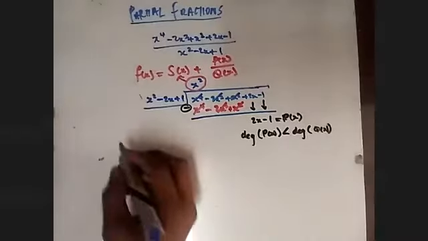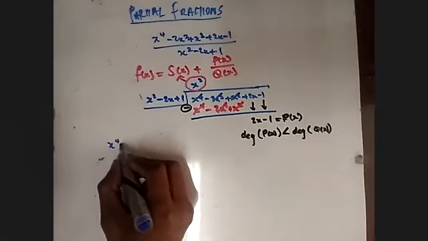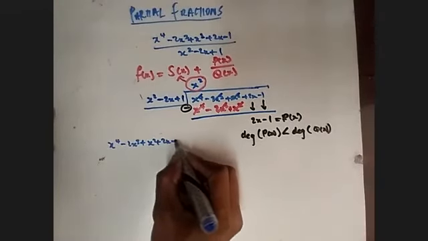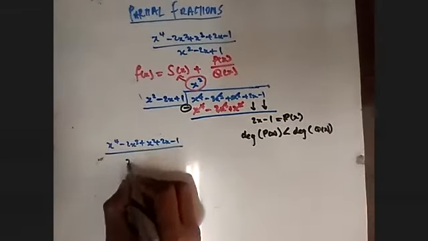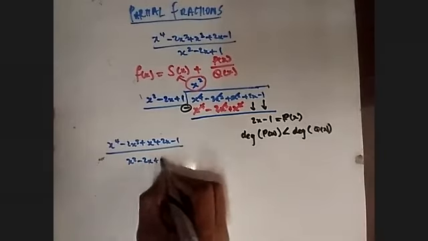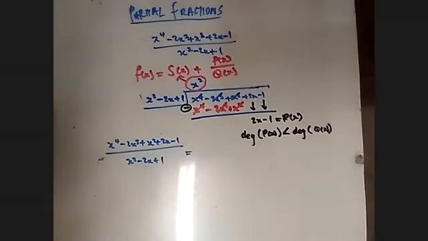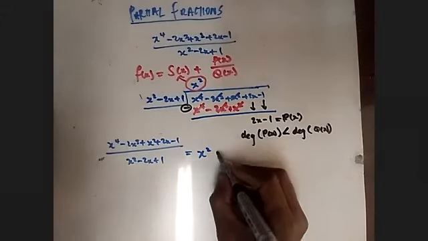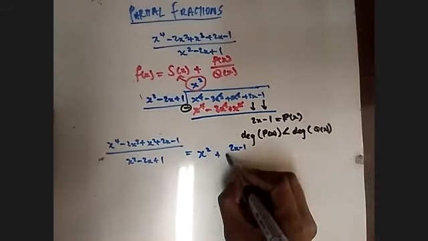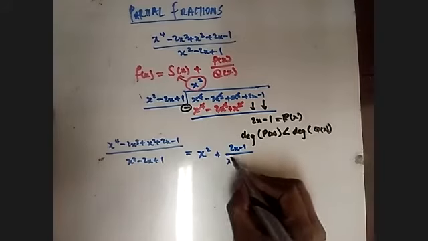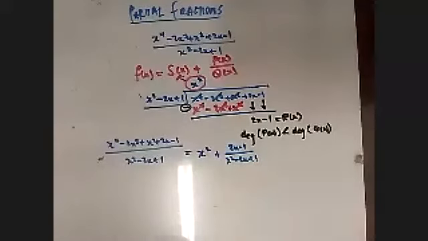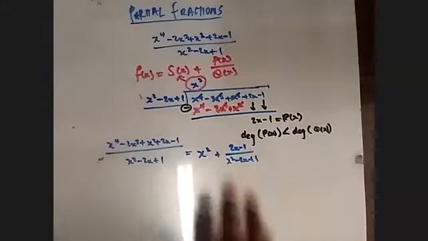So now the solution becomes (x^4 - 2x^3 + x^2 + 2x - 1) divided by (x^2 - 2x + 1). This will be rewritten as S(x) plus (2x - 1) divided by the divisor, which is x^2 - 2x + 1. This becomes the final solution.